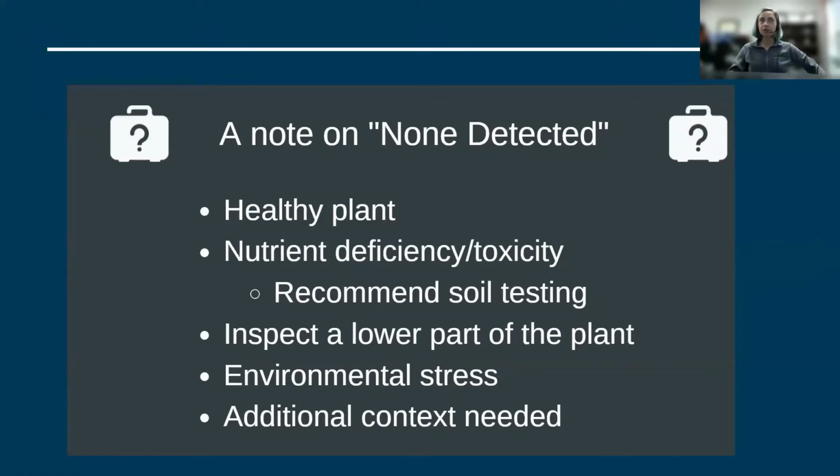Sometimes I will find no pests on plants submitted. And oftentimes this can be because there is a problem just in general with the soil. So sometimes I'll recommend a soil test be done if I suspect it's a nutrient problem and not a plant pathogen or insect pest problem. And sometimes our plants are more susceptible to environmental stress. So this does happen occasionally.